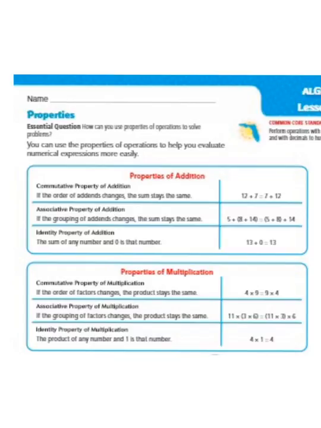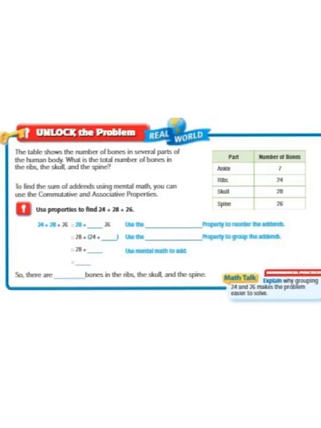Now, let's take a look at our Unlock the Problem. Our Unlock the Problem says, the table shows the number of bones in several parts of the human body. What is the total number of bones in the ribs, the skull, and the spine? Well, let's look for some key words there, because it says what is the total? And we know that anytime we see the word total, and it's listing pieces like the skull, the spine, and the ribs, we know that we are going to add those together.